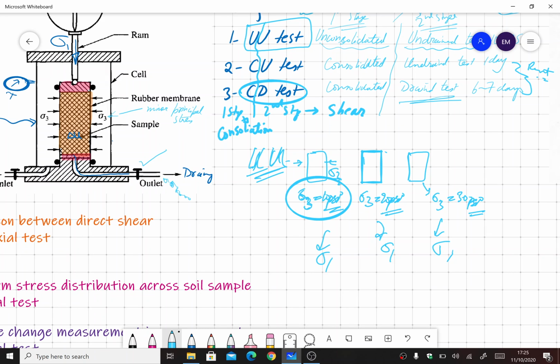Okay, so this pretty much sums up everything related to triaxial testing. It is a very important test.